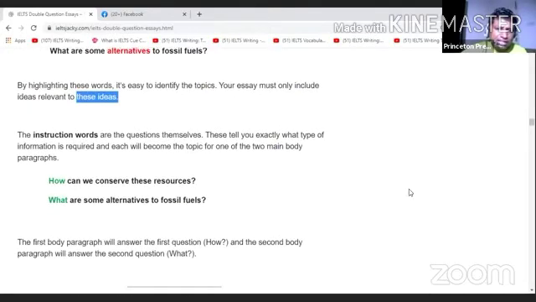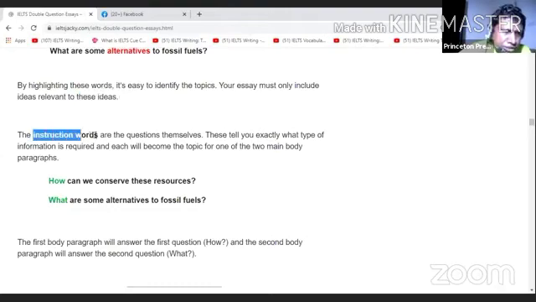Out of 9, each of the 4 criteria: task achievement, coherence and cohesion, grammar, and finally vocabulary, carries 9 marks each. They will add it up, divide it by 4, and that's your average, that's your score.